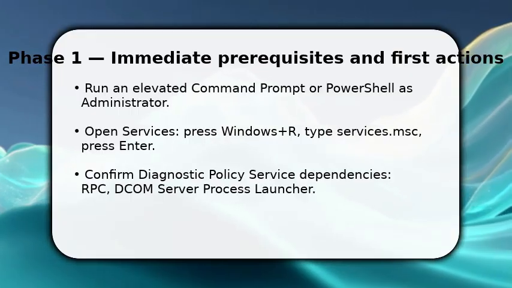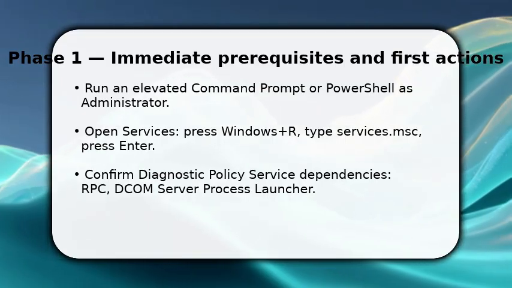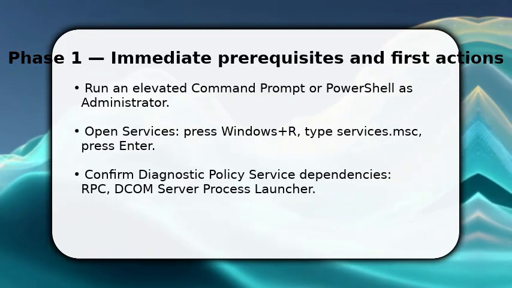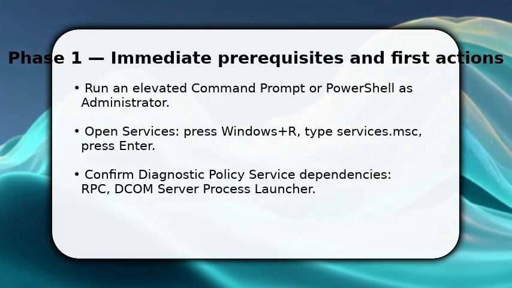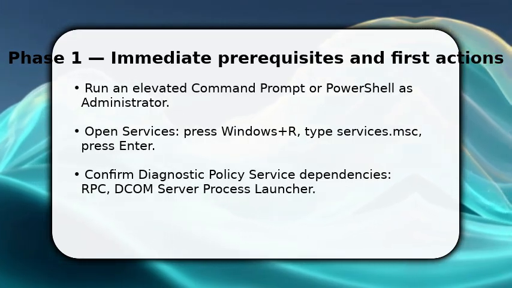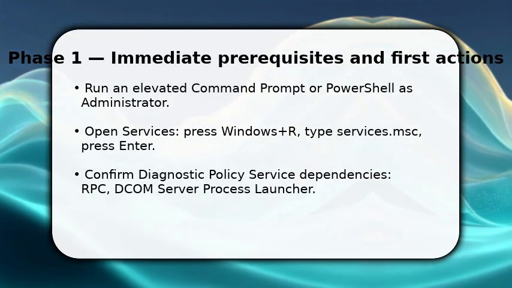You start by preparing the system, open an elevated console, and then Services. Once done, run services.msc so you see the list immediately. You need to confirm dependencies, Remote Procedure Call and DCOM must be running. Make sure you have administrator privileges, otherwise you cannot change startup types.